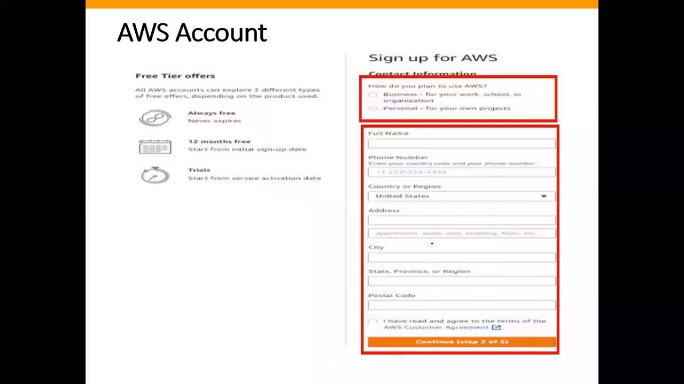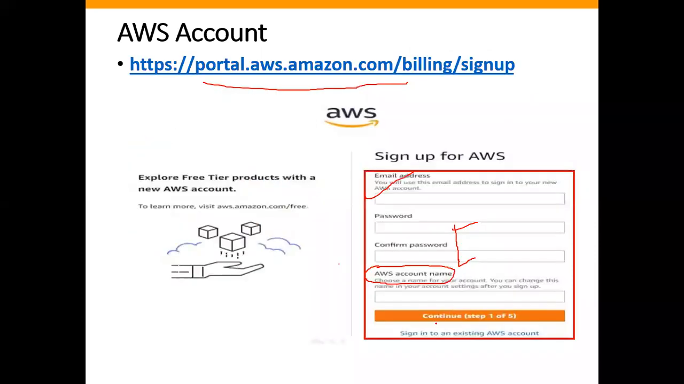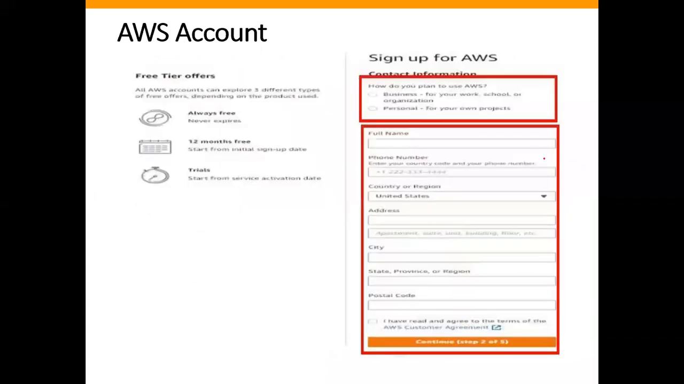Now, after that, you need to click on continue. When I click on continue, here it is asking you to select a plan. You can select a business plan or a personal plan. As this is just for our learning purpose, we are not going to select the business plan. We are going to select the personal plan.